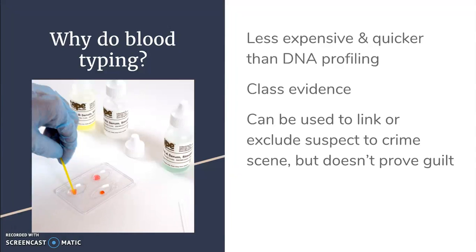So why do we do this? If we have all sorts of DNA profiling, if we have all sorts of different tests that can be used to individualize this, why do we use it? Blood typing is useful because it's less expensive and it's a lot quicker than DNA profiling. It can be used to link or exclude a suspect, but it can't prove guilt because it's not individual evidence. Okay.